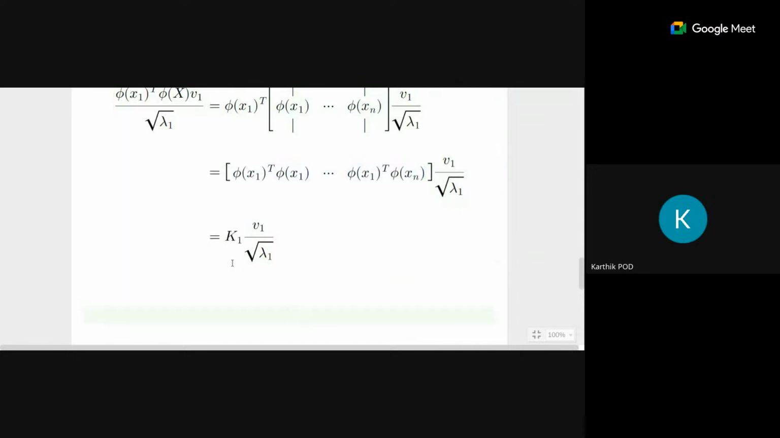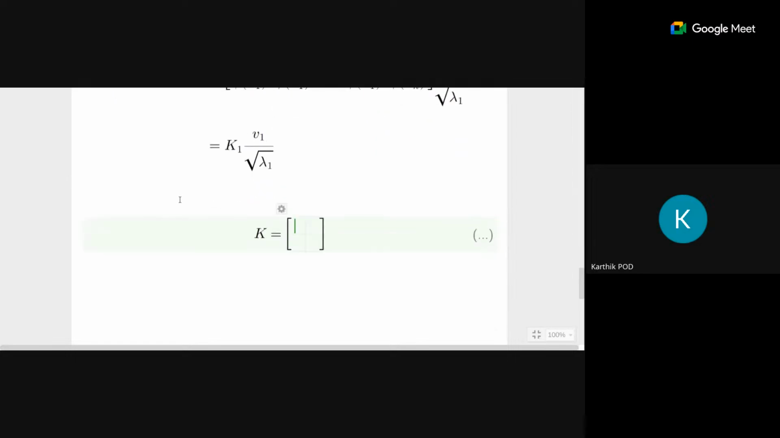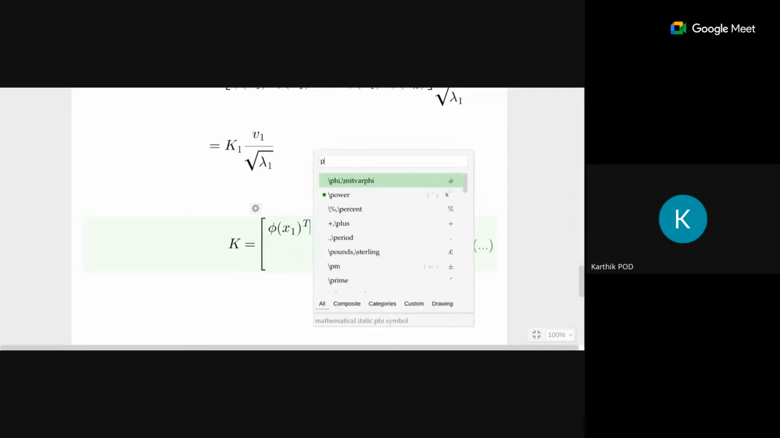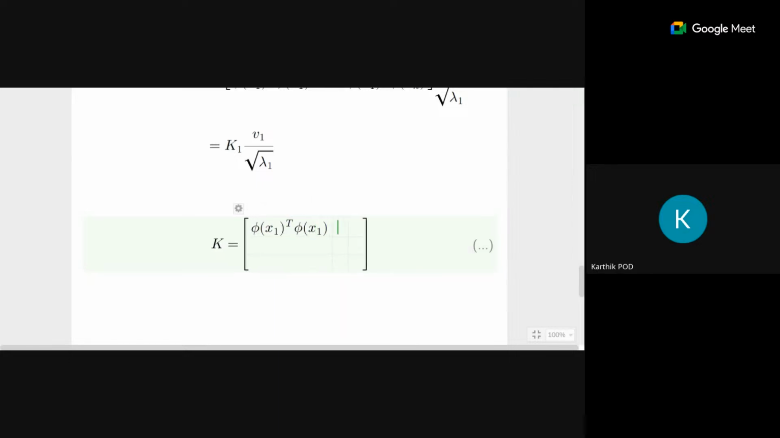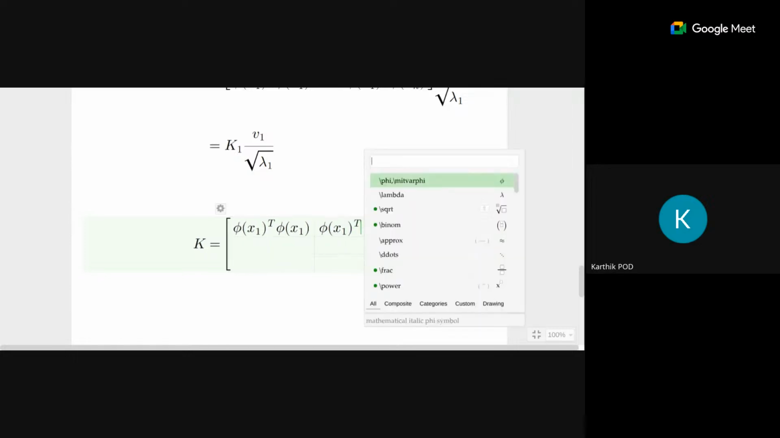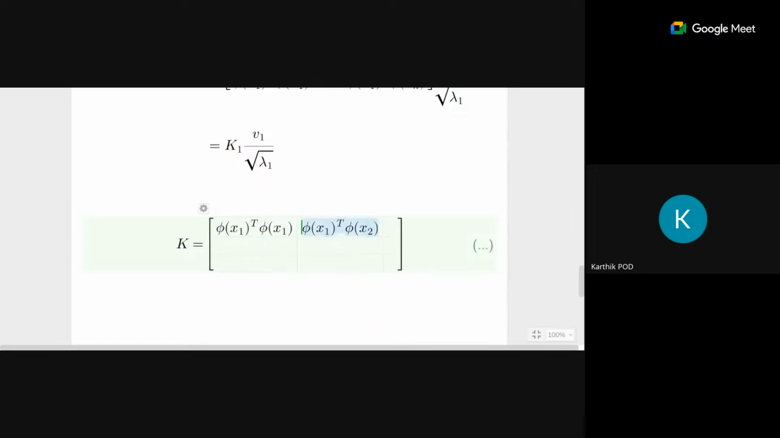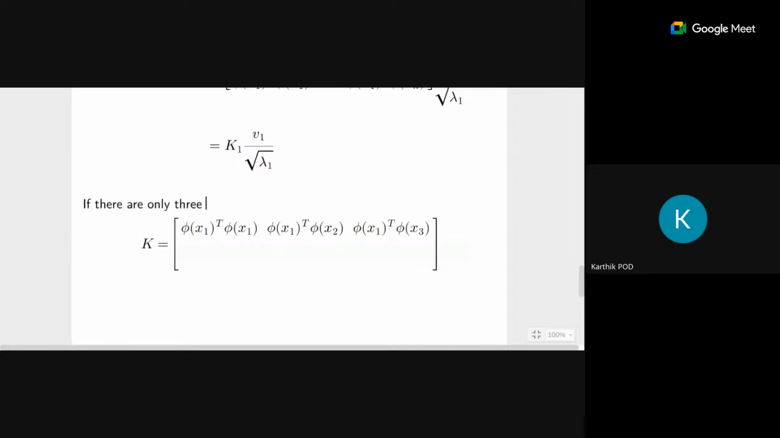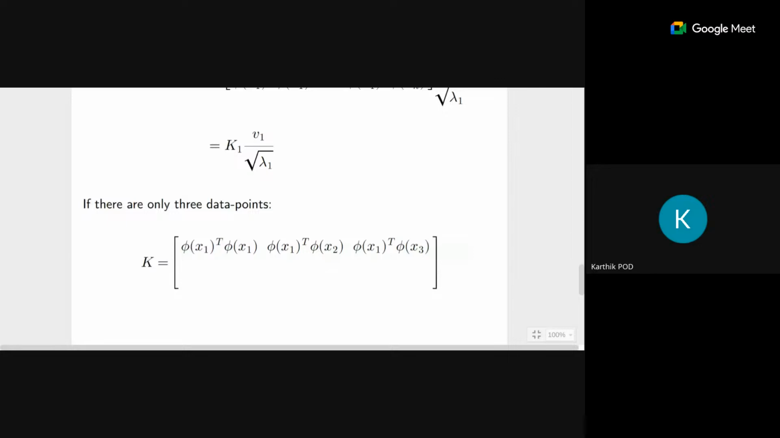So what is the kernel matrix? In case you're wondering what it is, let's assume that there are only 3 data points, right? So this is phi of x1 transpose phi of x1, right? And this is phi of x1 transpose phi of x2. Okay, this is the first row of the kernel matrix. If there are only 3 data points, this is how the kernel matrix will look, right?